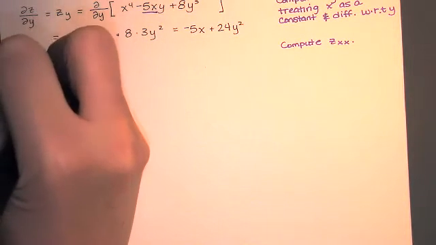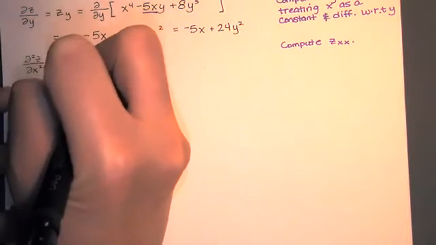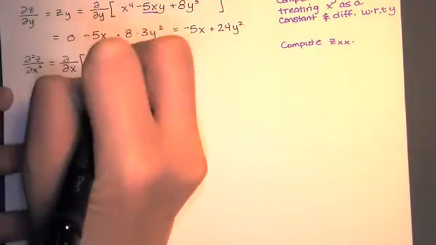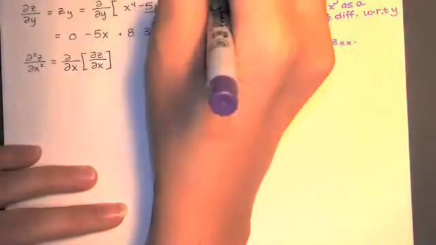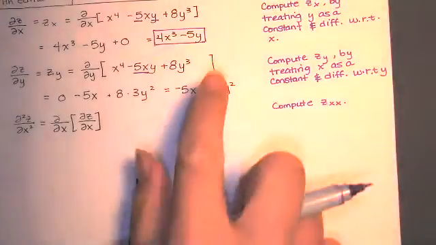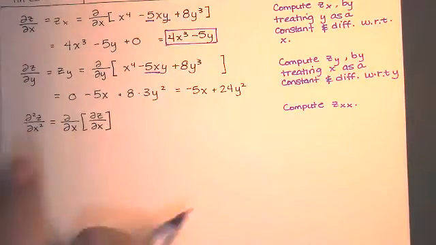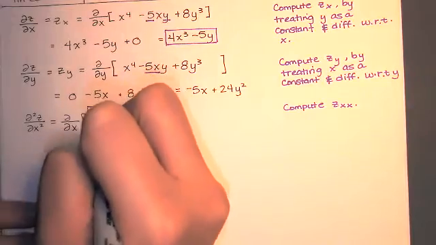Remember how this works. You're taking the partial with respect to x of the first partial of z with respect to x. So you've already done this part. The first partial of z with respect to x is right here. So all you're doing is taking the derivative of this with respect to x. So that goes right here.